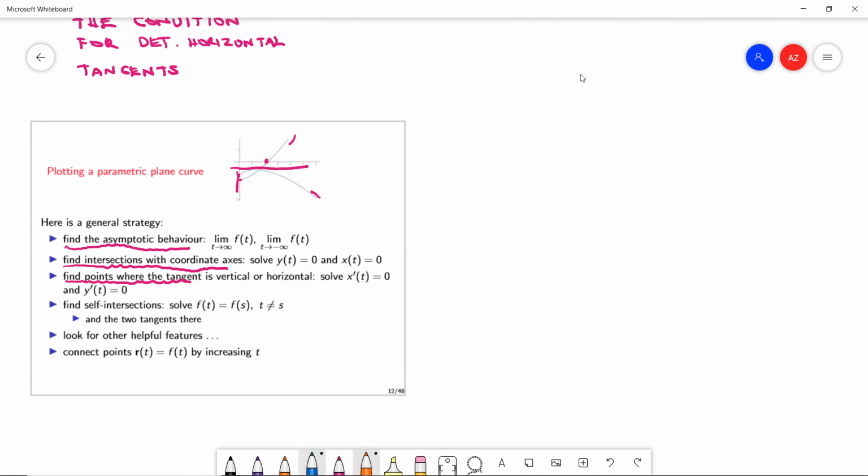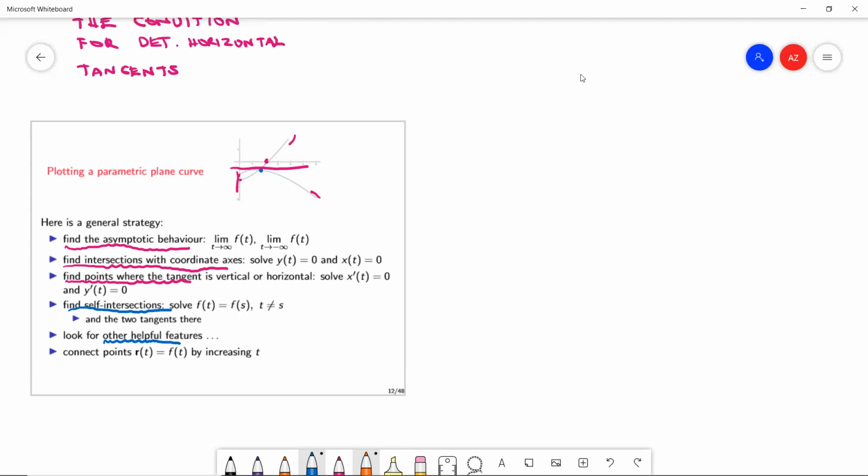And then it's also convenient to find self-intersections, points, parameters where f of t is equal to f of s. If we would like to know the image of the curve more thoroughly in some neighborhood of some specific point, then we do some further investigation of this point, to look for other helpful features.